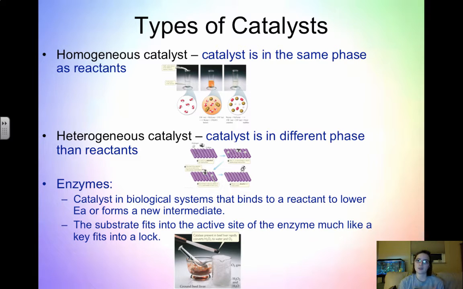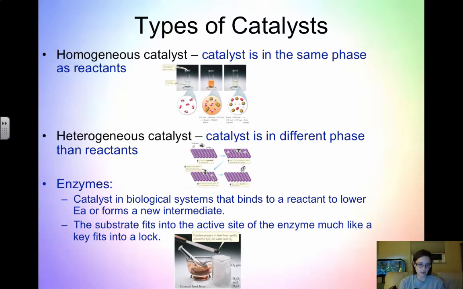Enzymes are a specific type of catalyst, specifically used in biology. An enzyme is a catalyst that's in a biological system, and what it does is it binds to a reactant in order to lower the activation energy or form a new intermediate. We have what's called an active site of the enzyme, and the substrate, or the reactant, will fit into the active site of the enzyme, much like a key in a lock. A lot of times you hear it called the lock and key model.